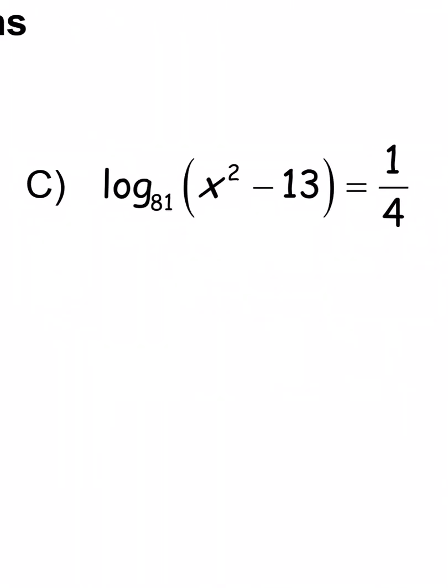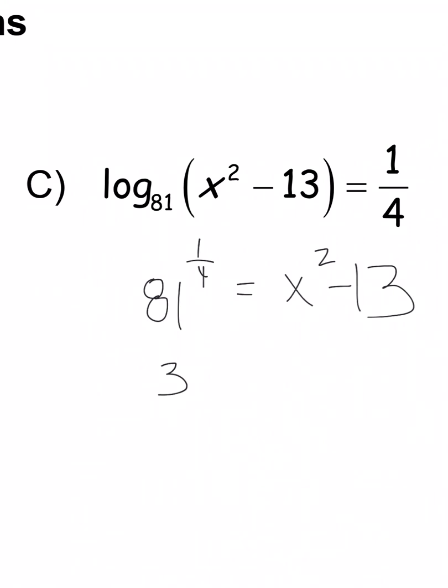For a logarithmic equation, anytime we have a logarithm set equal to a number, we just put it into exponent form. So we have a base of 81 to the 1/4 power is equal to x squared minus 13. That's the fourth root of 81, which equals 3.